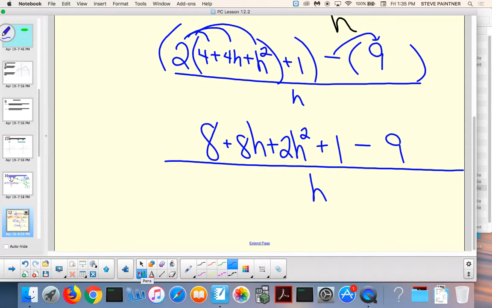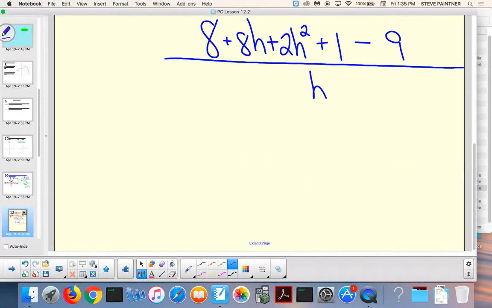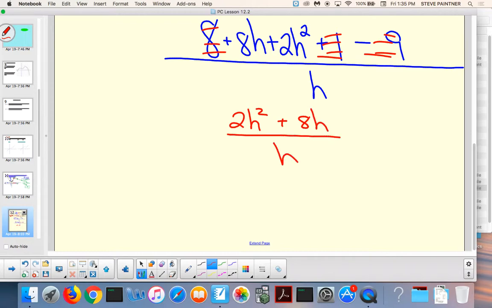Typically, guys, when you get to this last part, things just start to cancel out. So what happens with just the numbers? 8 plus 1 is 9. 9 take away 9 is 0. They're all gone. What's left is this. So I'm just going to write that down. I'll put my h squared term first. I'll put my 8h last. All of it over what? h.